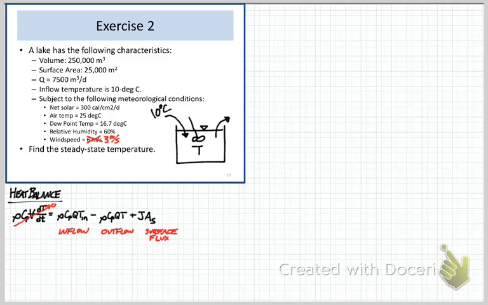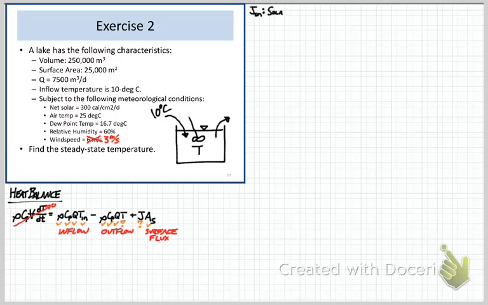Taking a quick inventory of what we have, we know all of the constants. We know the temperature of the inflow and the area of the lake. What we don't know is the steady state temperature, and we also don't know that capital J, the total surface flux. As we've done in class, we're going to calculate all of those component J's and then add them up to get the overall flux across the surface.